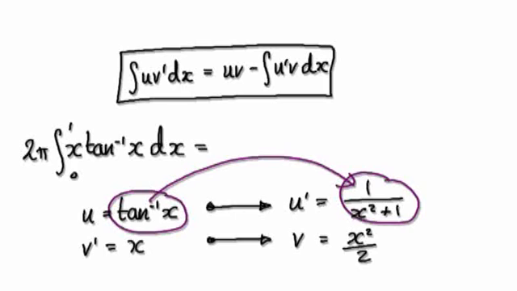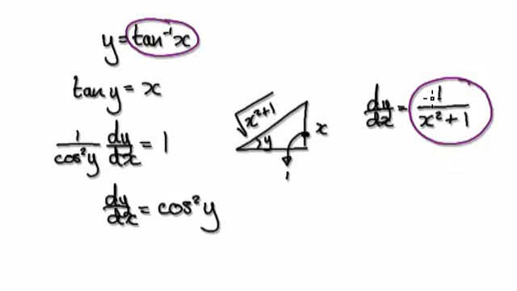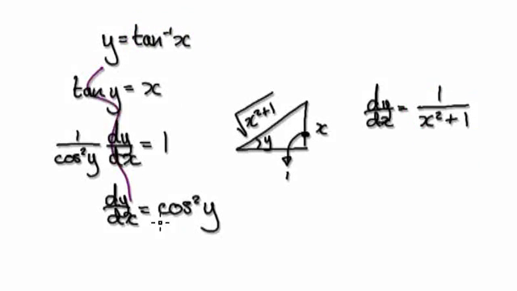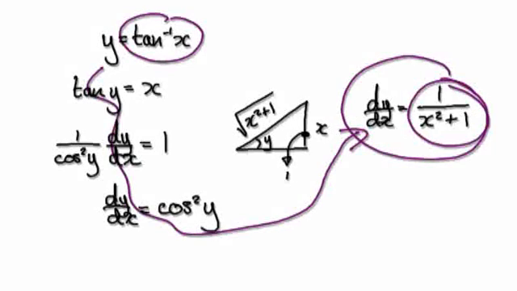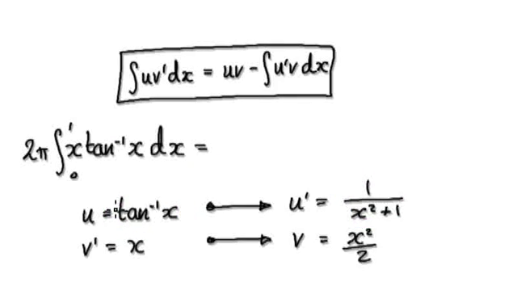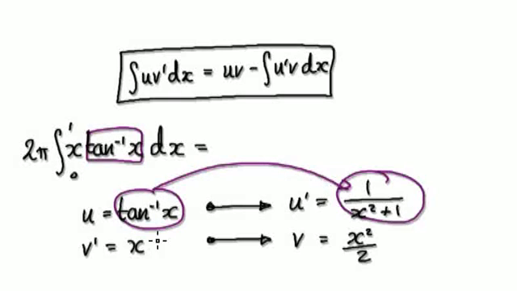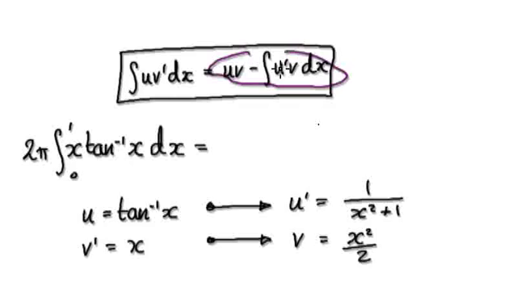We've done this many times. Let me just switch screens. If you differentiate arctan of x, it would give you this. And if you differentiate this, it will give you this. Let me switch back. So if we let u equal this thing here, then u prime equals this thing. If we let v prime be this, then v would be this. Now blindly follow the formula.